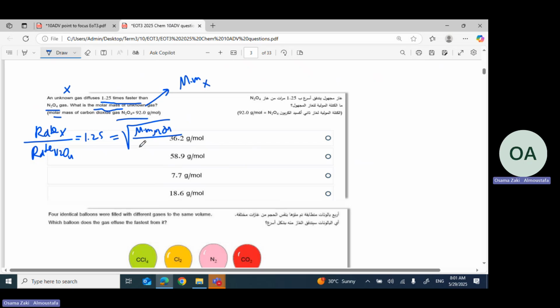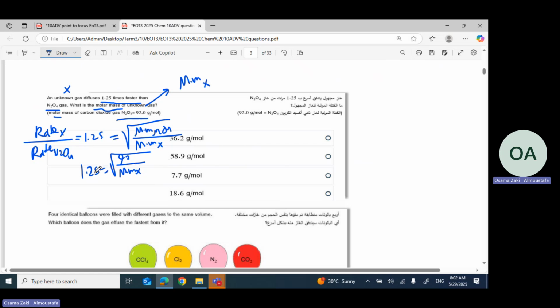N2O4 over molar mass of X. Okay, so you can use this formula. Here 1.25 equals square root of molar mass N2O4, which is 92, over molar mass of X. We don't know the molar mass of X, so you can solve it using mental math or using your calculator.